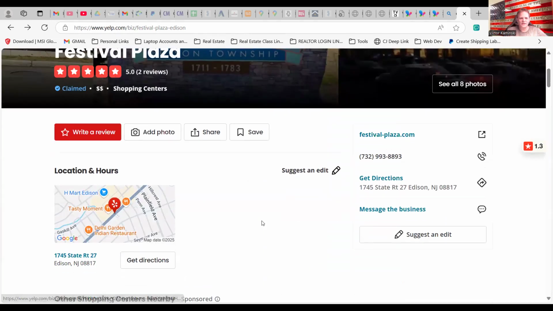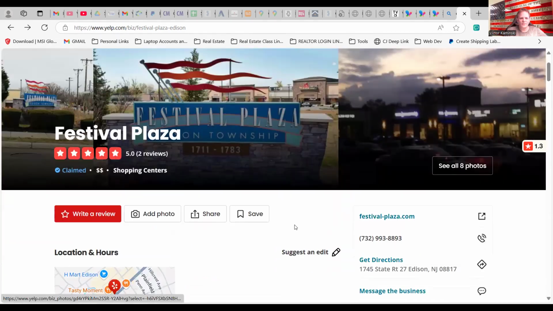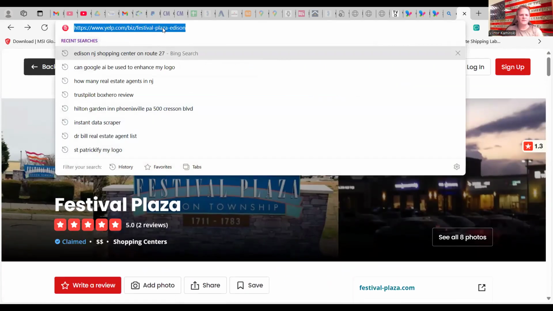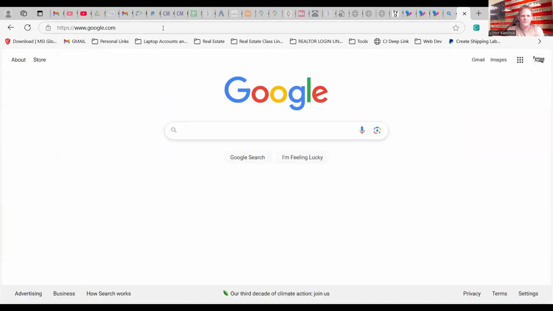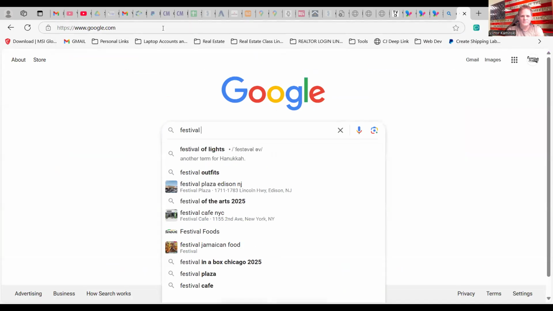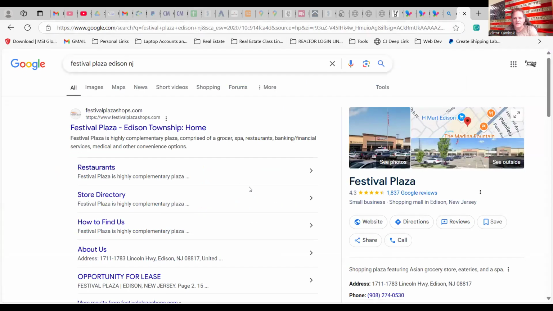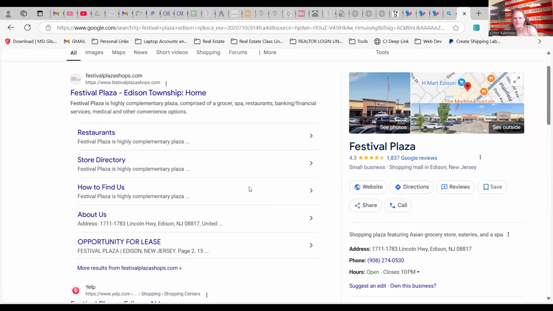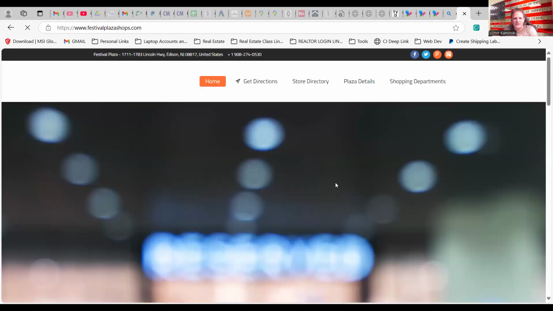Let's go to their website. Where is their website? I think you could see it better. Or actually even better, let's look it up on Google. Festival Plaza. Festival Plaza in Edison. All right. And we could look it up on their website. I think on their website they have some stuff, but either way, Google has pictures of it on the outside. But let's look at their website first.